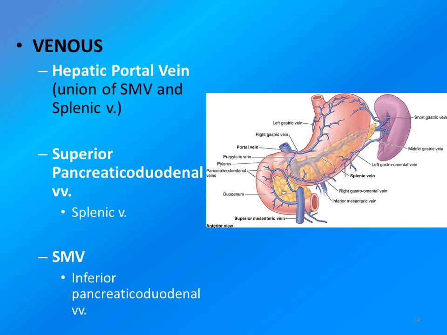The venous drainage again is by the hepatic portal vein, which is formed by the union of the splenic vein and the superior mesenteric vein. The superior pancreaticoduodenal veins drain into the splenic, whereas the inferior pancreaticoduodenal veins drain into the superior mesenteric.